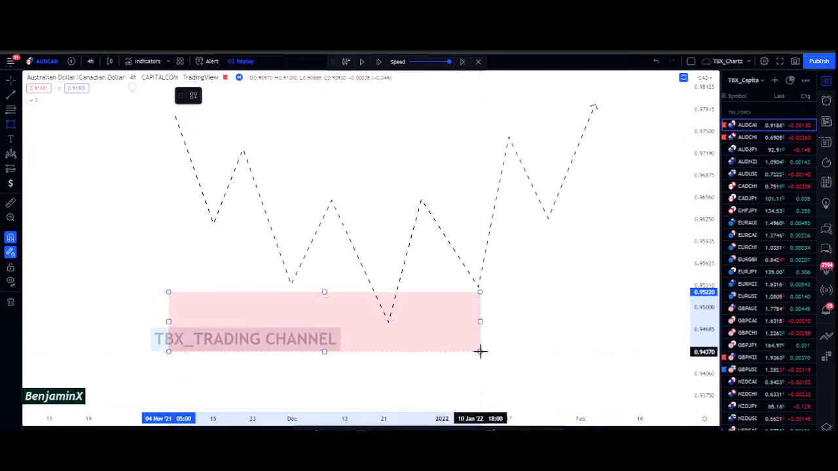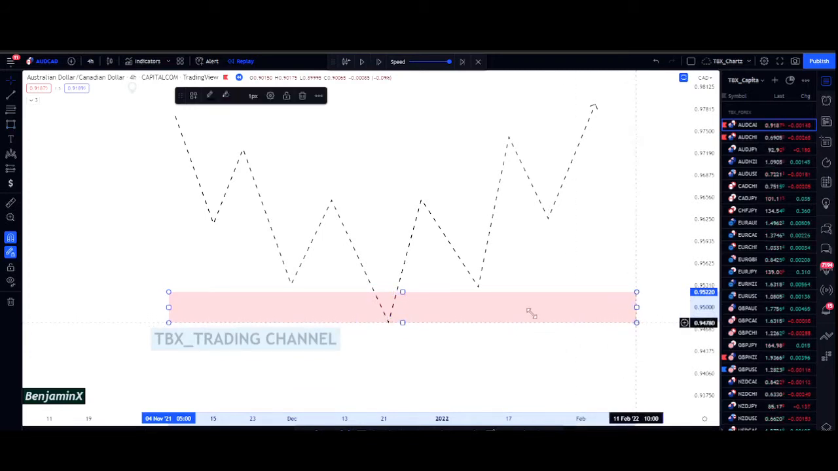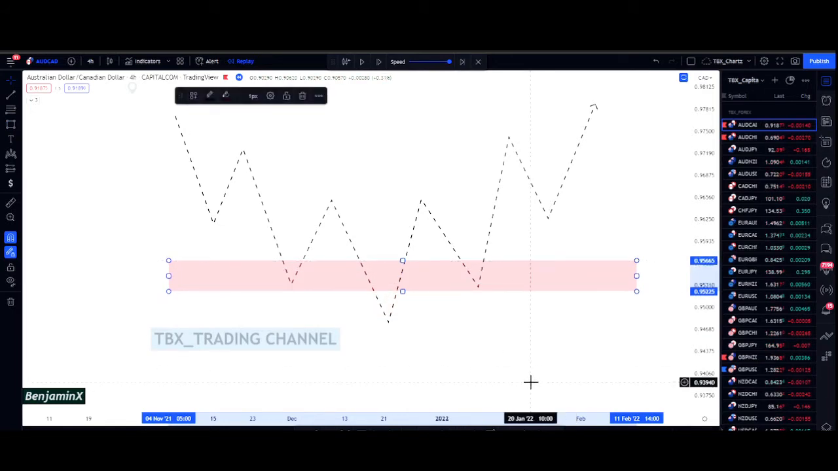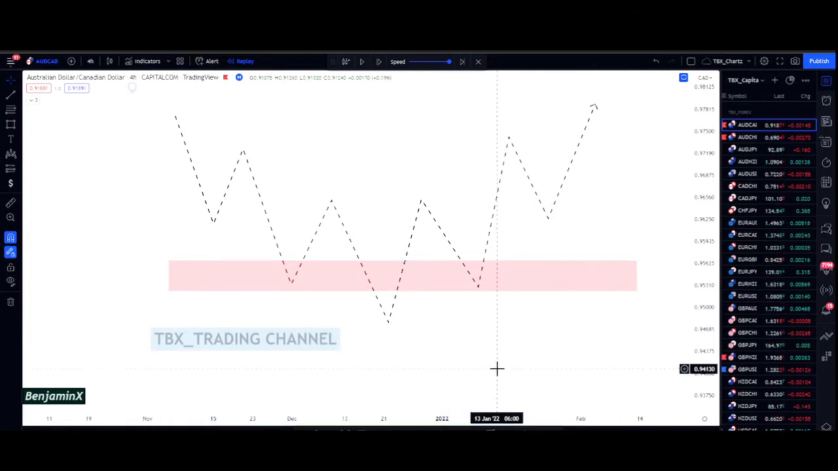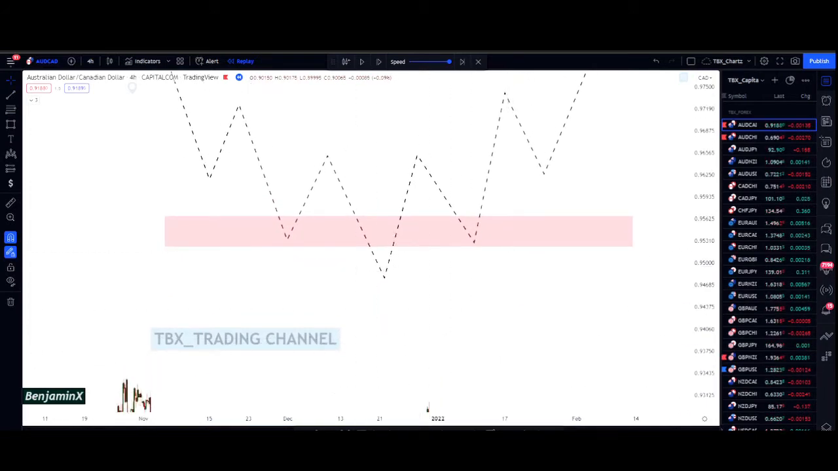The first thing we're going to need is price getting to a major level, either support or resistance. So that's the first thing we're going to need. And the second thing we're going to need is very, very simple, and that's going to be divergence.